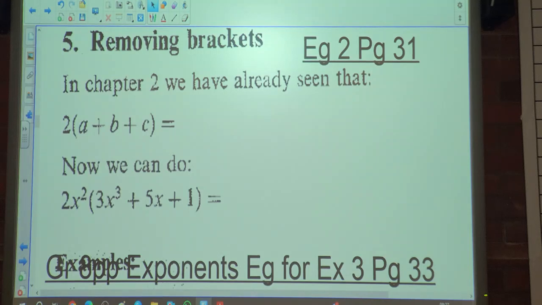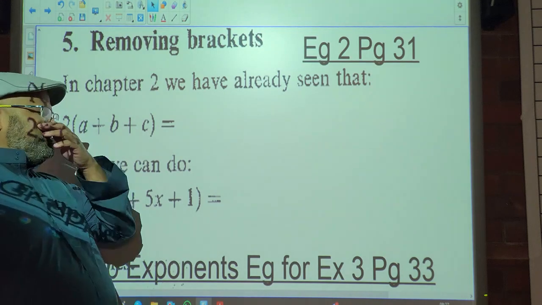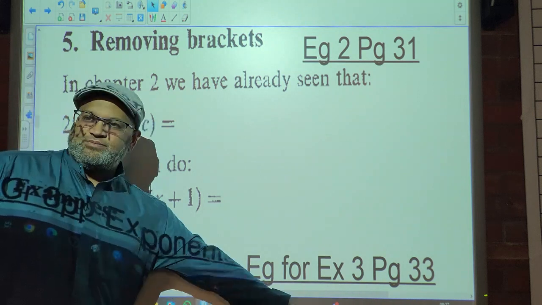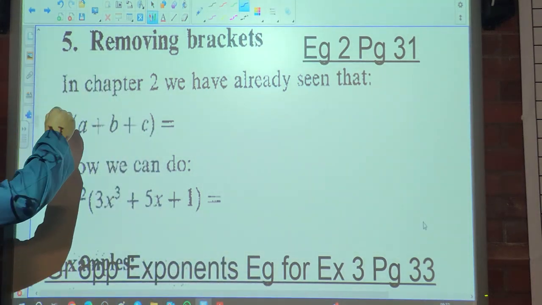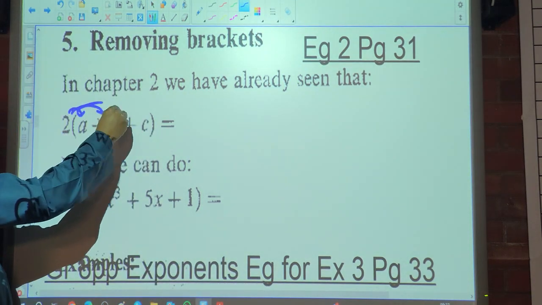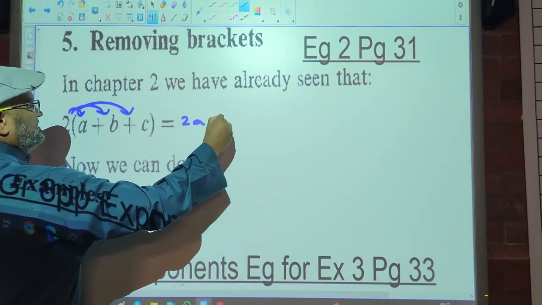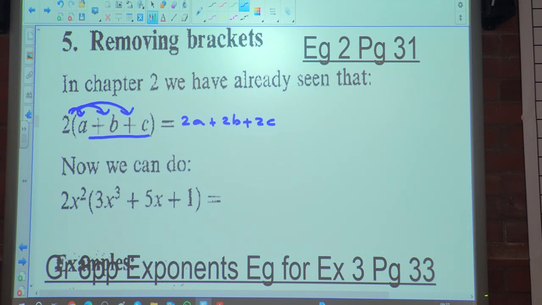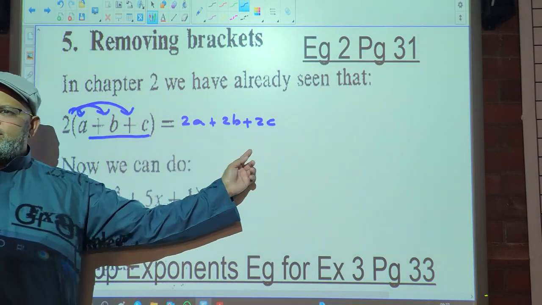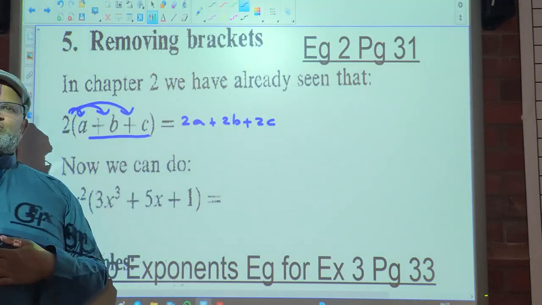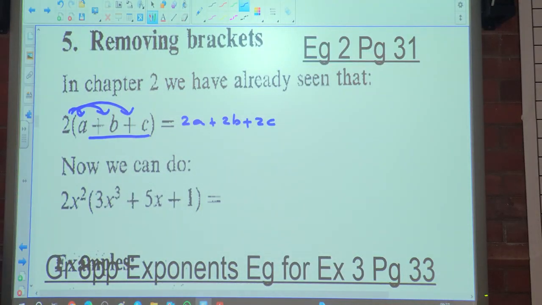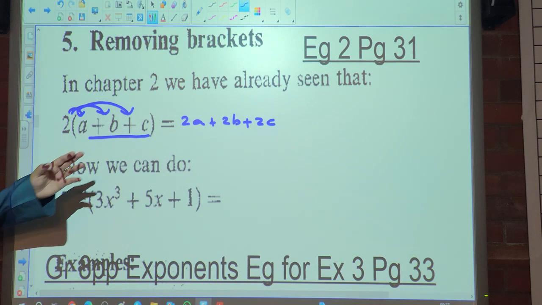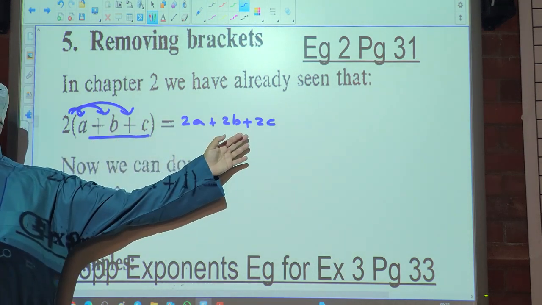In chapter 2 we have already seen that 2 into (a plus b plus c) can be written as 2a plus 2b plus 2c. Can I now add these terms? No, why? They are unlike terms. Like terms have the same variables.